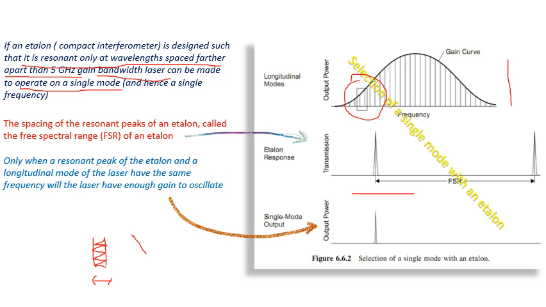So, the spacing of the resonant peak of an etalon, उसकी जो spacing है उसको हम FSR, if you remember in the beginning of this chapter we have discussed FSR, free spectral range of an etalon कहते हैं. जो peak की spacing है, जो longitudinal modes हैं आपके, उसकी peak की जो spacing है उसको FSR, free spectral range कहते हैं.